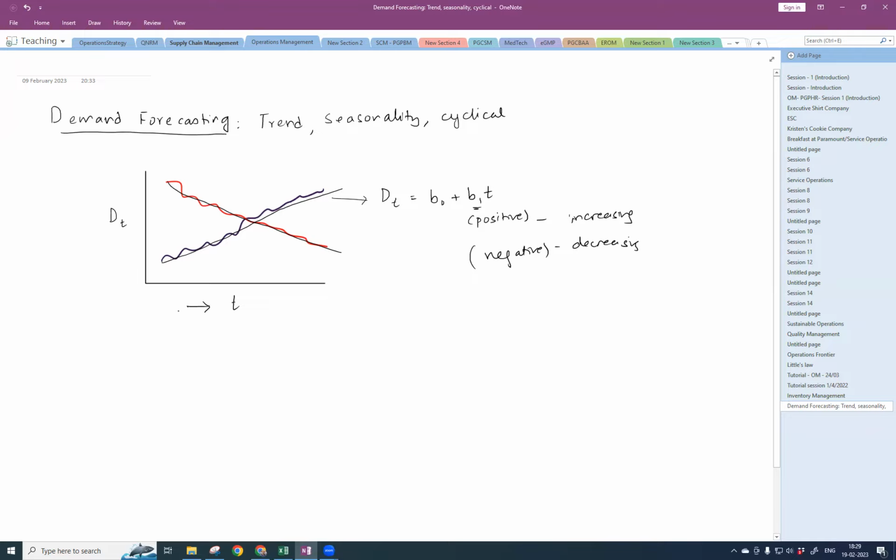Okay. Now, next comes the seasonality component. What does seasonality represent? Seasonality, as we have discussed, is anything that repeats with time, right? With seasonality, there is this concept called periodicity. Periodicity tells you after how many time periods the pattern is repeating.